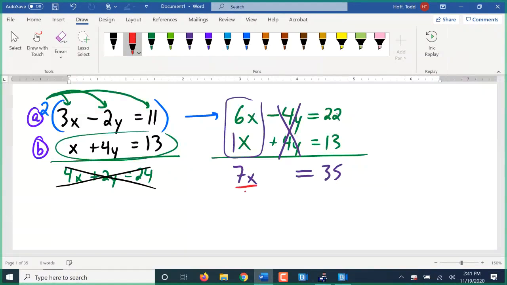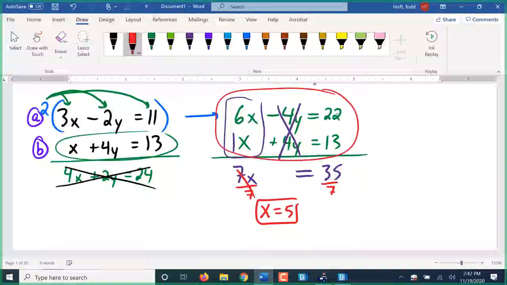I solve for x by dividing by 7. X equals 5. Now I need to find y. I can go back to one of these equations that I've modified, or I go back to the originals. It doesn't matter. I prefer to go back to an original if I can. Let's go back to this one here.